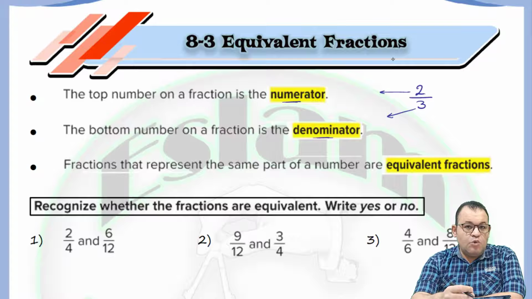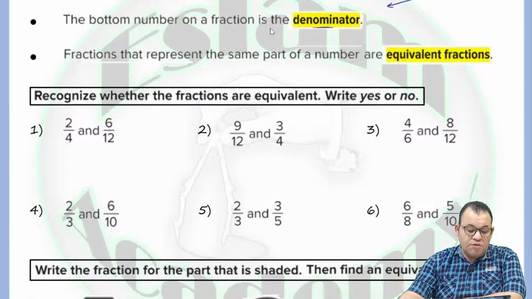So again, what is the meaning of a fraction? Fraction is a part of a whole one. We can find equivalent fractions. How can we find them? To find an equivalent fraction, just multiply or divide the numerator and denominator by the same number. We can find that in question number 1.